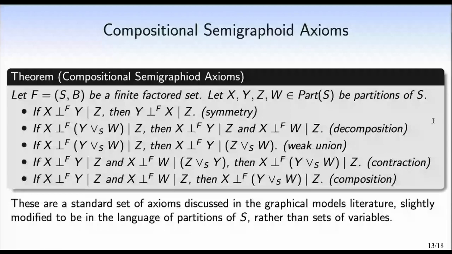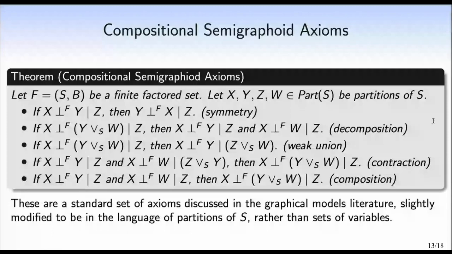So we have a finite factored set, F equals S B, and we have some partitions. And then we have a bunch of properties here. The first one, symmetry, says that if X is orthogonal to Y given Z, then Y is orthogonal to X given Z, which makes sense from the definition. The second one and the fifth one are kind of converses of each other.